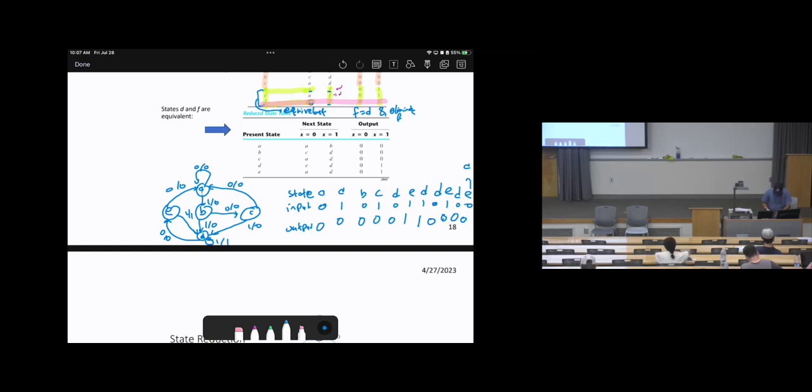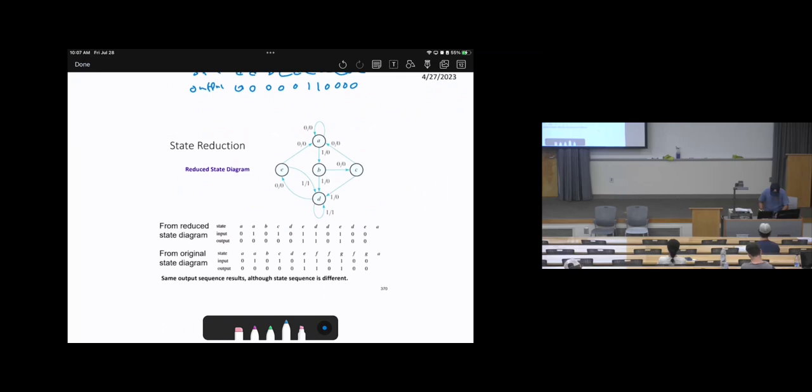So by looking at the sequence, the states will be A, B, C, D, E, D, D, E, D, E, like this. And look at the outputs: 0, 0, 0, 0, 0, 1, 1, 0, 0, 0, 0, like this. So we need to compare this with the original, before the reduction.